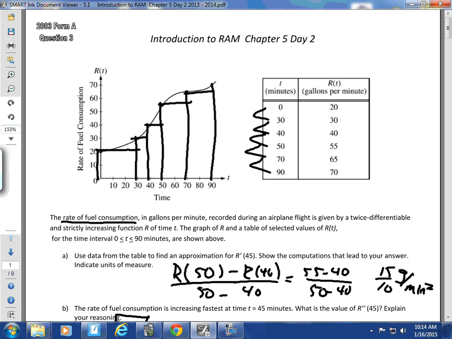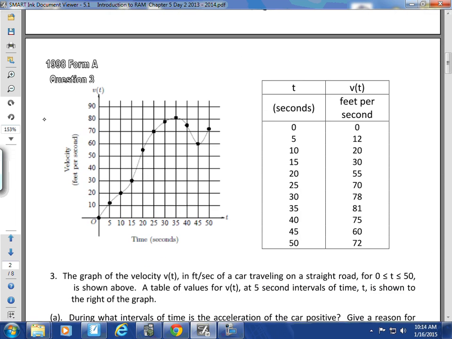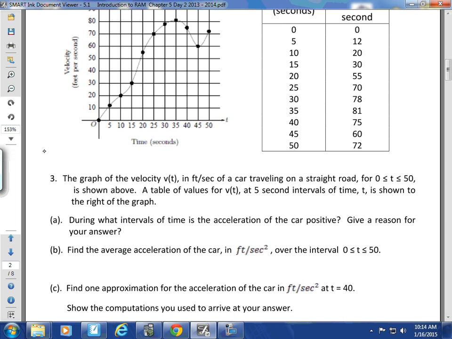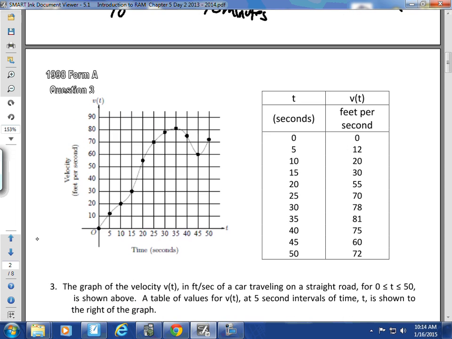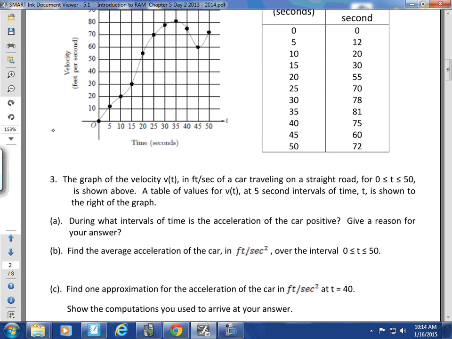All right. Let's keep going. Let's try another one. Turn to 1998, question 3. Now what I have in question 3 here is a picture of a velocity curve. So again, I've got a derivative. And over here on the right, they're just telling me the points that they want us to use from that curve.